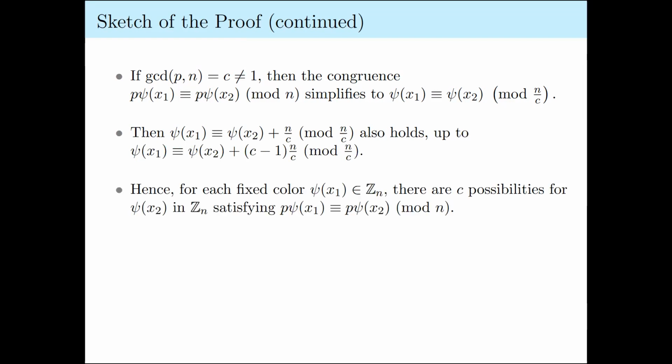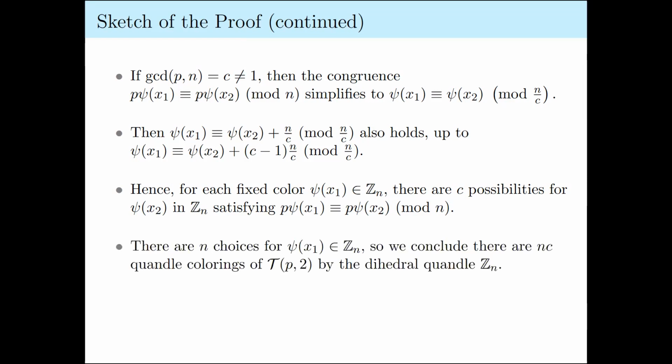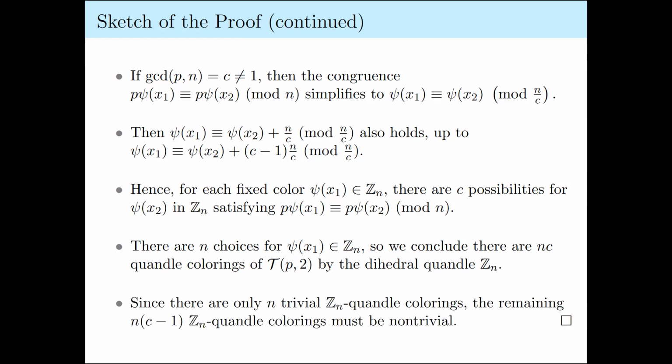So this leads us to the conclusion that for each fixed color in Zn, there are c possibilities for psi of x2, also in Zn, that satisfy our congruence. Since there are n choices for psi of x1, we have that there are n times c Quandle colorings. Now we also know that n of these Quandle colorings are trivial. That means the remaining n times (c minus 1) must be non-trivial.